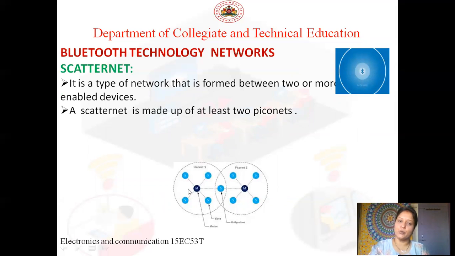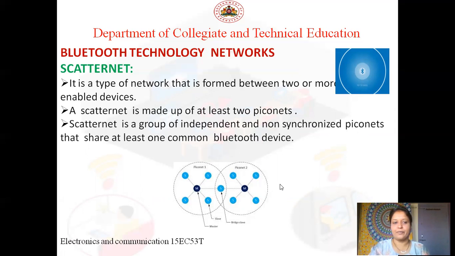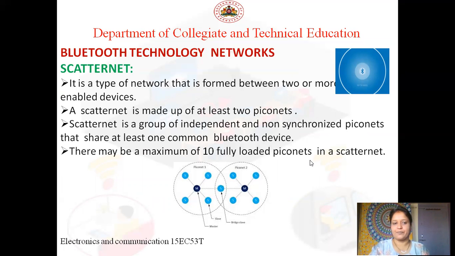It should have at least two Piconets. Then it is called a scatter net. A scatter net is a group of independent and non-synchronized Piconets that share at least one common Bluetooth device. If you observe here, this is the device which is sharing this Piconet as well as this Piconet, Piconet 1 and Piconet 2. This is common here. Therefore, a scatter net is a group of independent and non-synchronized Piconets that share at least one common Bluetooth device.